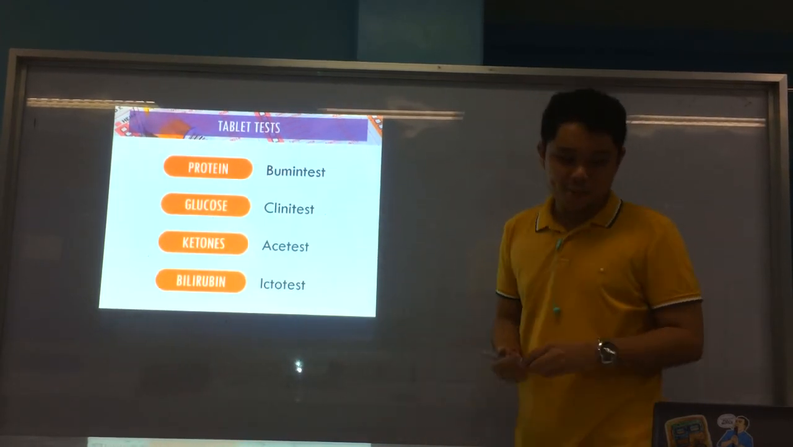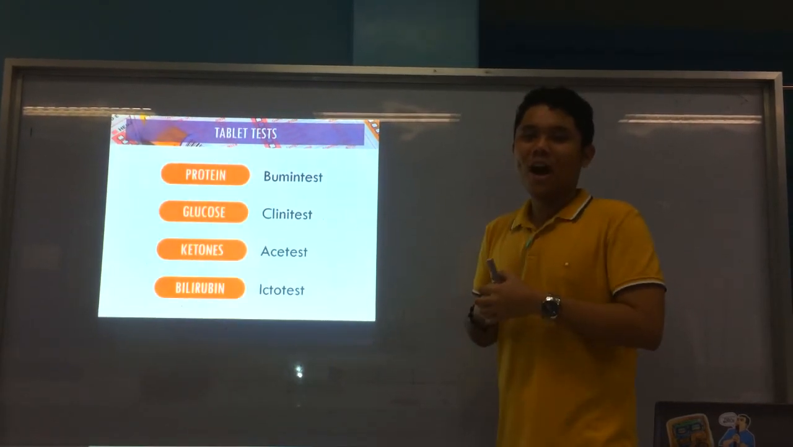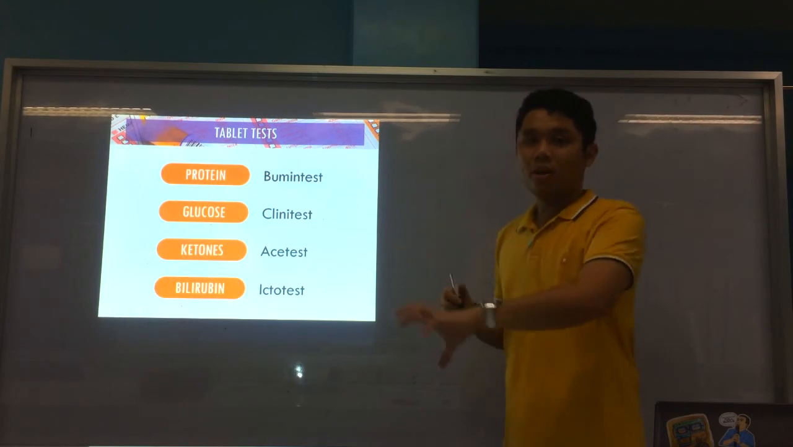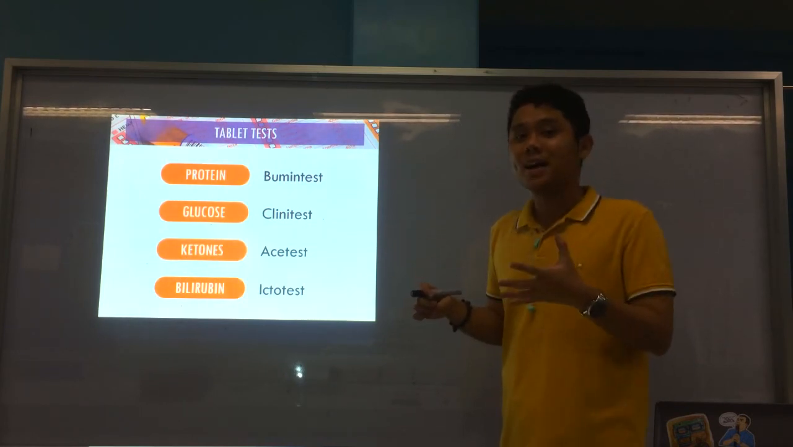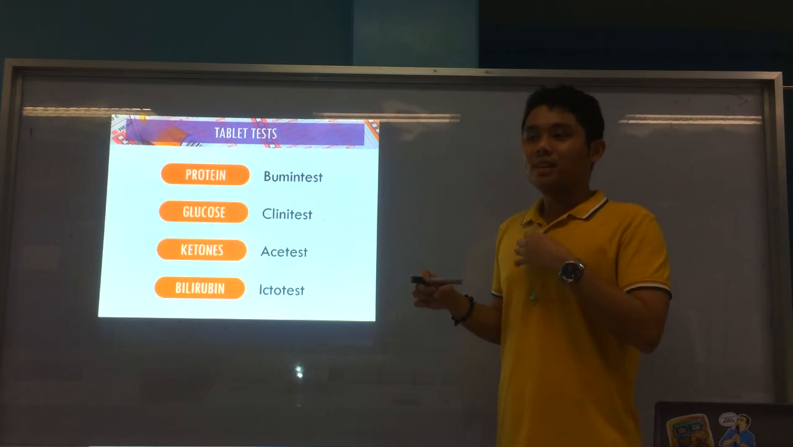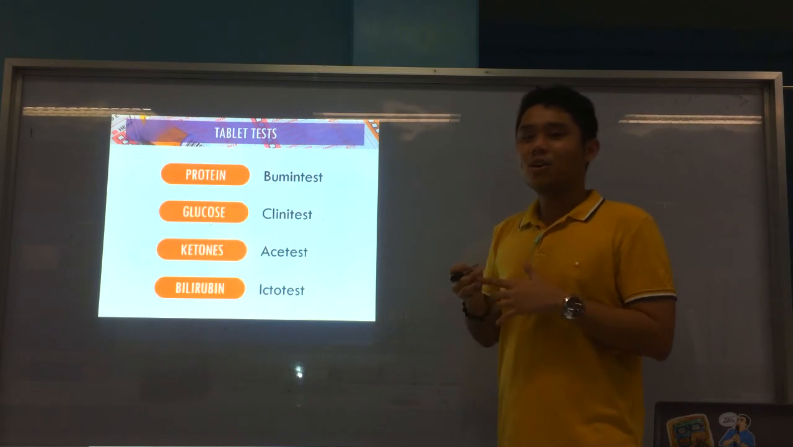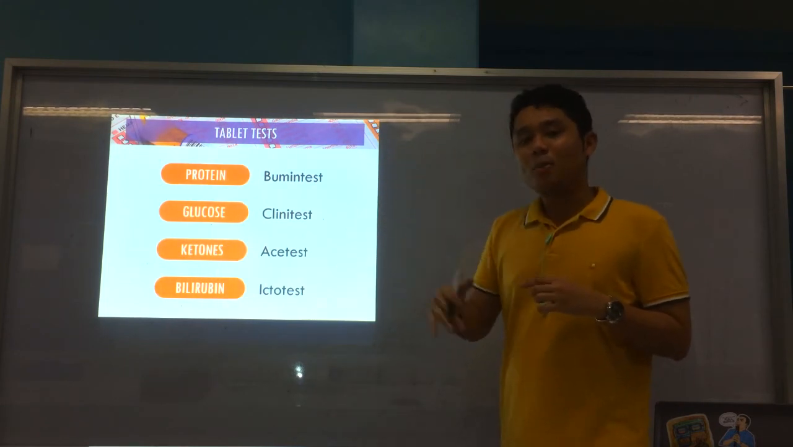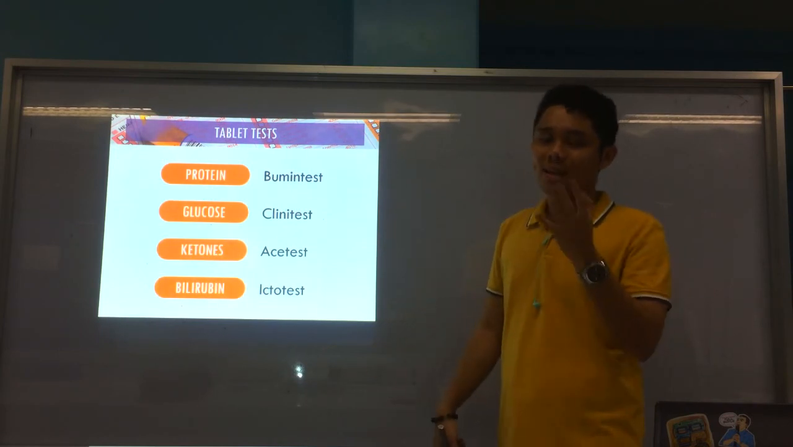Ictotest, again, it's for bilirubin. You have, it's very long, guys. So, I'll just give you a separate handout for this for the components of the tablets. Why did I mention the components? Because in the board exam, usually the board examiners will ask, okay, what is the composition? Or which of the following is not a composition of the Acetest tablet, right? So, like a mnemonic, right? So, at least you know.